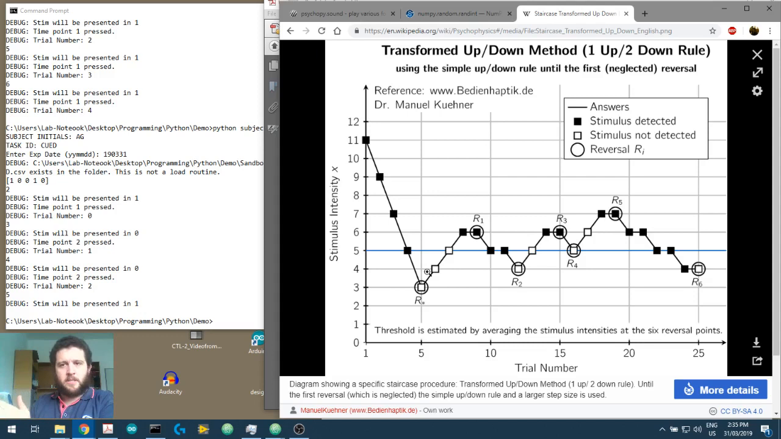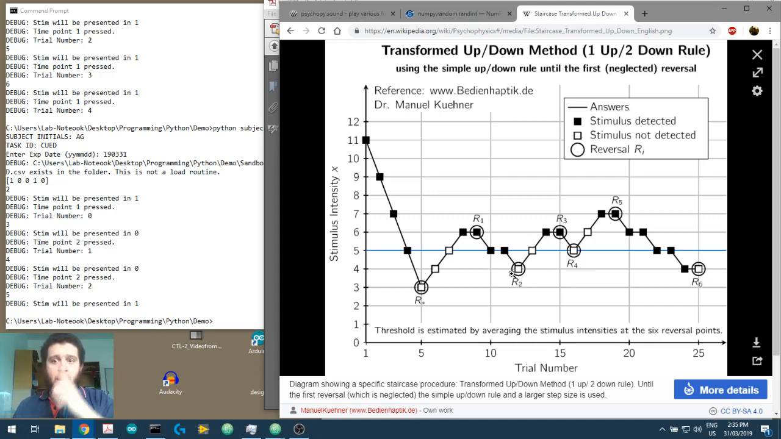So they now, after they've got the first one wrong, they now need to get two out of two correct in a row. And that's what we see here. Two correct, it goes down. Two correct, it goes down. Ah, they got it incorrect. And every time they get it incorrect, the step size will increase.